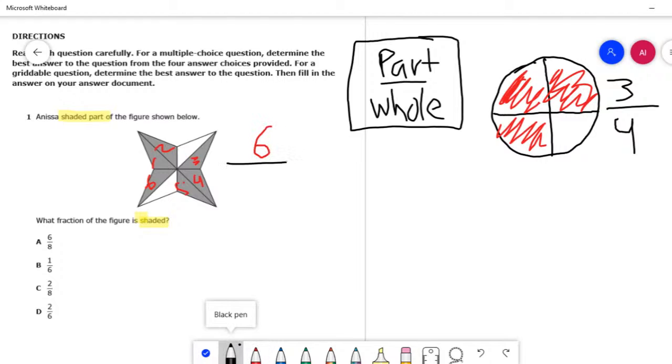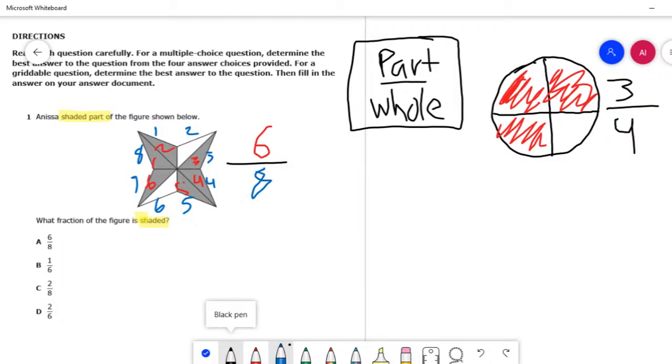We have the fraction bar. And then let's use blue now to count up how many total parts there are. So we have 1, 2, 3, 4, 5, 6, 7, 8, and here we're back to our first part. So we have 8 total parts. So there are 8 total parts in the whole.